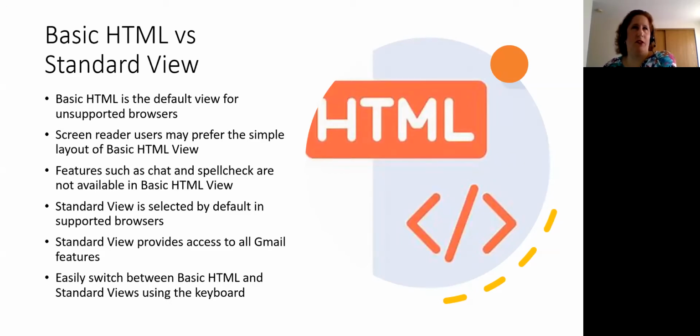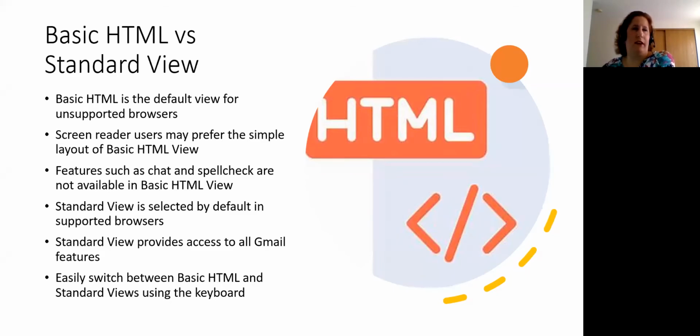Now some screen reader users will find basic HTML view more accessible, and I'll explain why here in just a second, but we're going to be using that today for demonstration. I will briefly talk about standard view, and I'll show you a little bit about it, but for the purposes of teaching people how to use Gmail, I'll explain why I think basic HTML is a good starting point, and maybe even a preference. So when you're using basic HTML, some of the features such as chat and spell check are not available, but a lot of your features are still available.